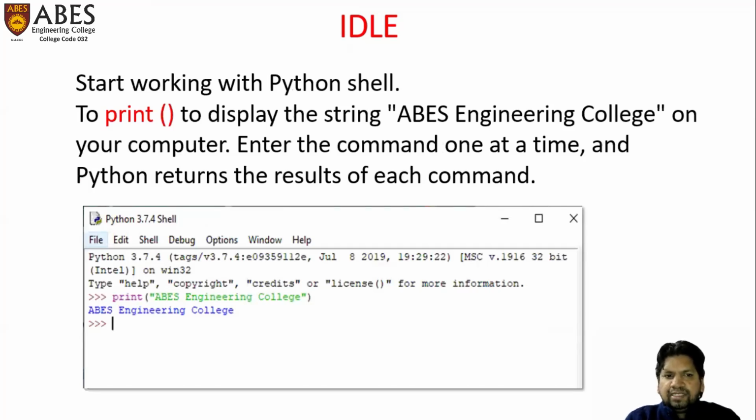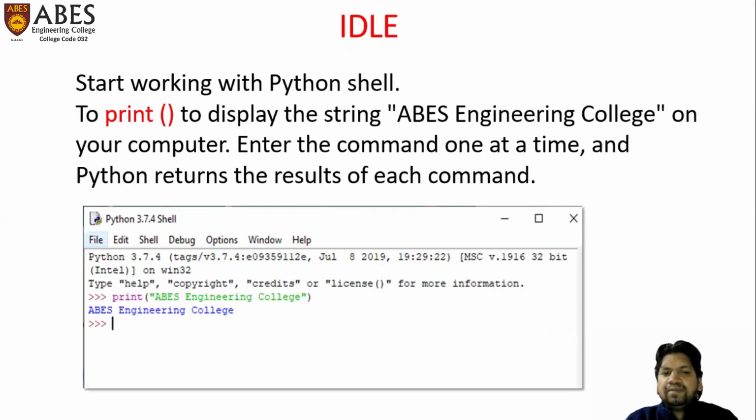When you open the shell, the Python 3.7.4 shell opens. You will write directly print ABES Engineering College. When you print ABES Engineering College by using the print command and enter the command one time, Python returns the result of each command.